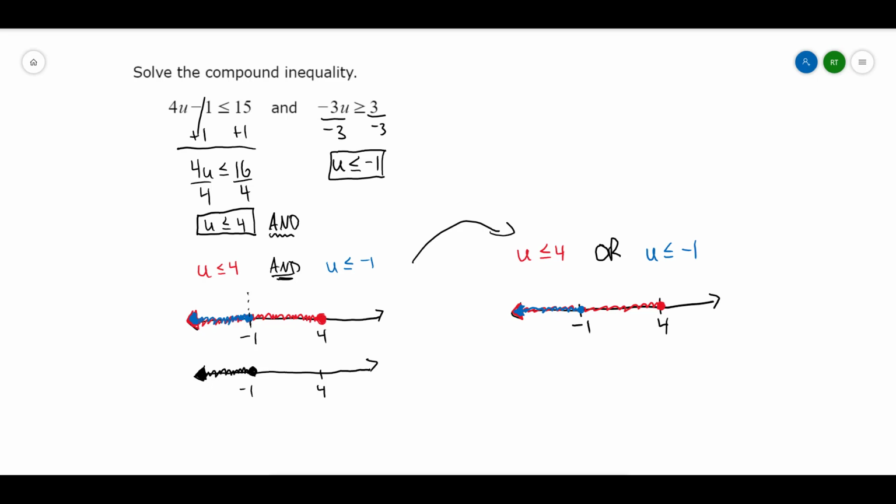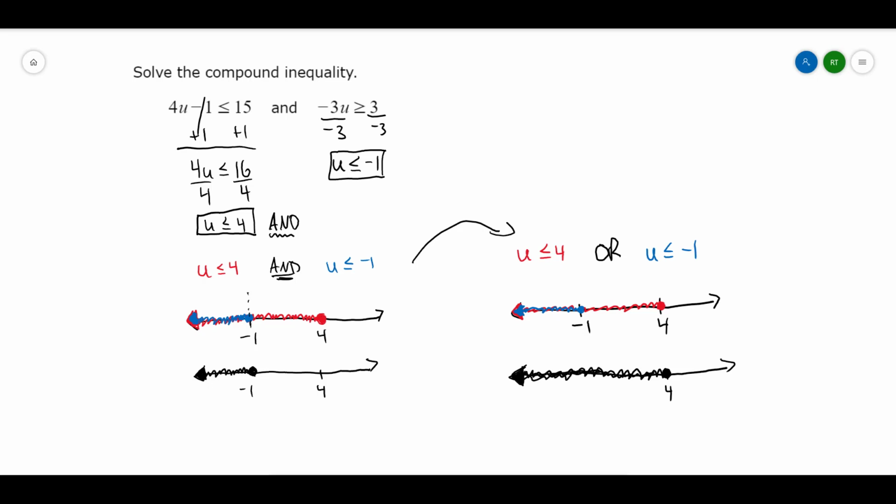Now for an or problem, all you're looking for is what's shaded. And I can see that our solution is going to be from +4, all the way to the left forever. So all numbers less than 4 or equal to 4. So my final answer would be that. If anything is shaded in the graph, it's going to be in your final solution set.